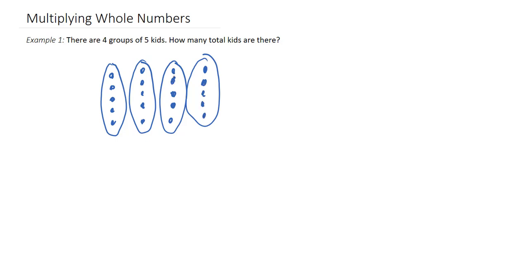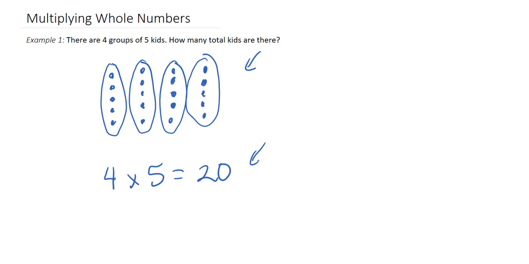So if we were to count this all up, we would get 20. So each kid in the 4 groups, if they're all accounted for, that's 20. And so 4 times 5 is equal to 20. So we can visually think about them. Maybe we just know what that is. 4 times 5 is 20, as we remember our multiplication tables, and if not, maybe we just need to brush up on that.